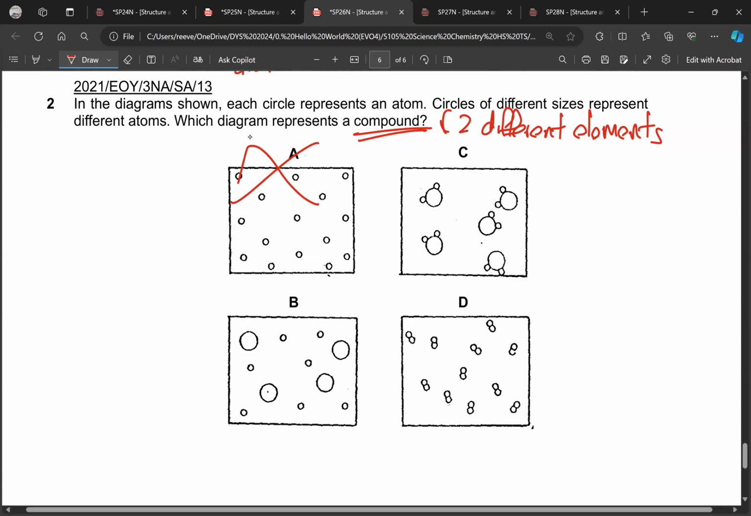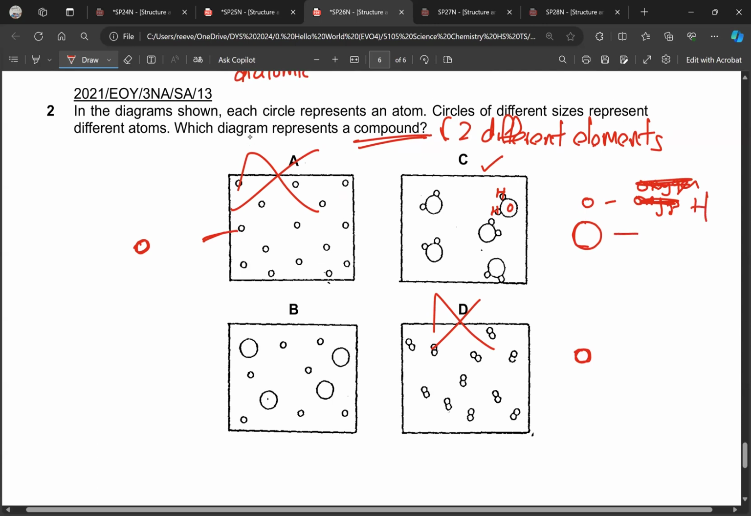In the diagram shown, which diagram represents a compound? What's the definition of compound? Two different elements. Okay, so let's look at this. This is wrong. There's only one single element. This one also wrong, also only one single element. This one maybe has a chance, it has two different elements. One maybe represents oxygen, then this one represents oxygen, or this one represents H2O. So maybe the small one is hydrogen, H, then the big one represents oxygen. So yes, two different elements.